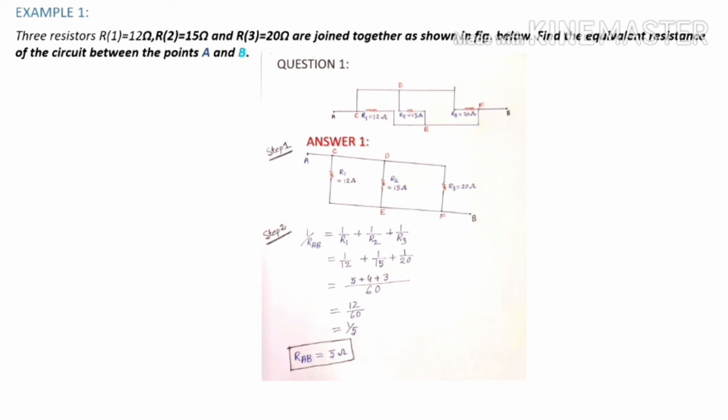Here you have a look. I simplify this question. Then you see that all the resistances stay in parallel. Just use the formula and get the result. Here 12, 15 and 20 ohm are used. So I get the result R of AB equals 5 ohm. Next problem.